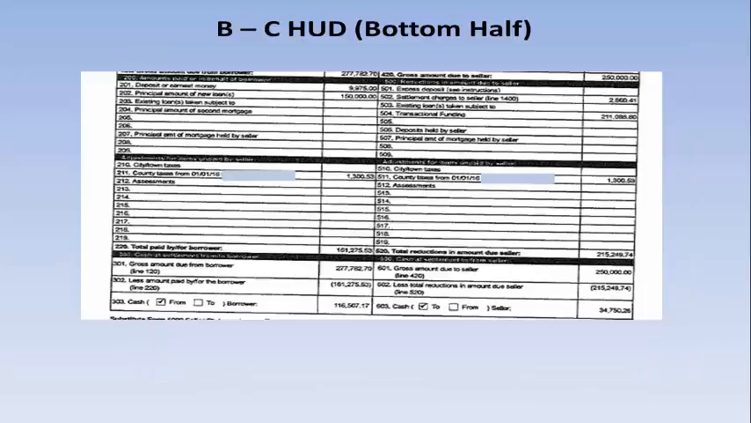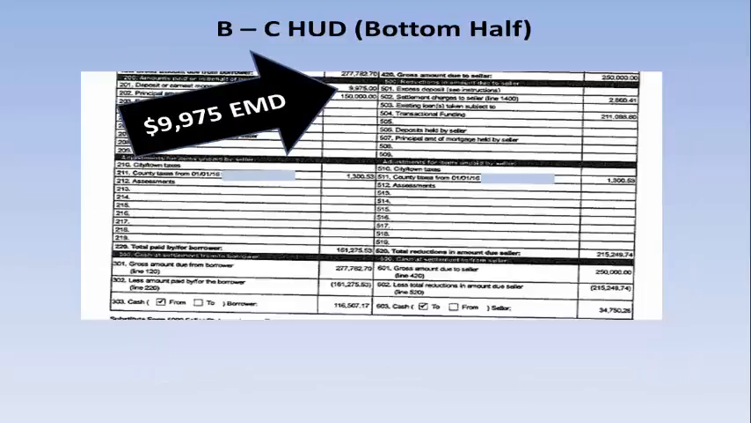This is the B to C bottom half of the HUD, and I want you to see the earnest money deposit that our student required from the end buyer. Now, why in the world is it $9,975? Because when the end buyer sent his earnest money deposit of $10,000, the bank subtracted a $25 wire fee. That's the reason for it. It's not an odd amount that he chose. It just happened that the end buyer didn't realize they were going to subtract $25.